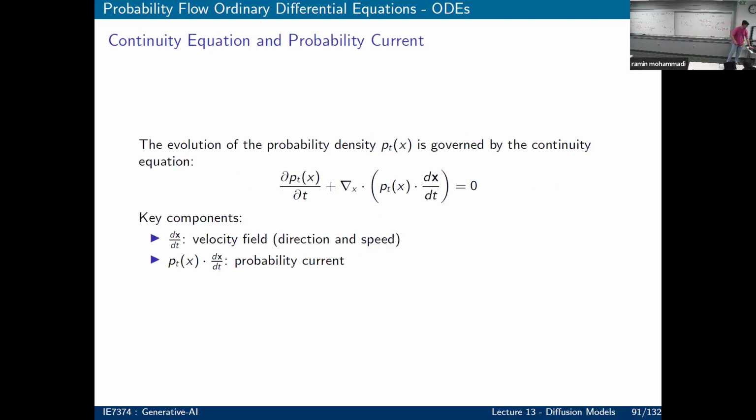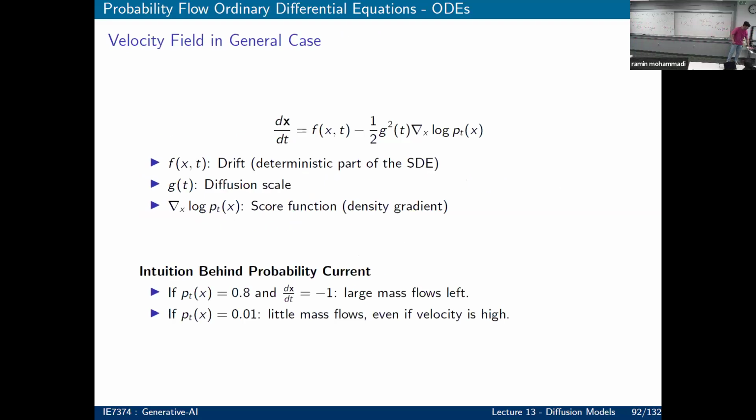dx over dt, you see? So that's the equation. Now, one thing you can look at: these are the terms that you saw before. f(x,t) was the drift from the SDE, g(t) was the diffusion scale, and this is the score function. So intuition: if the probability of x is 0.8, and in the previous slide you multiply this by that.